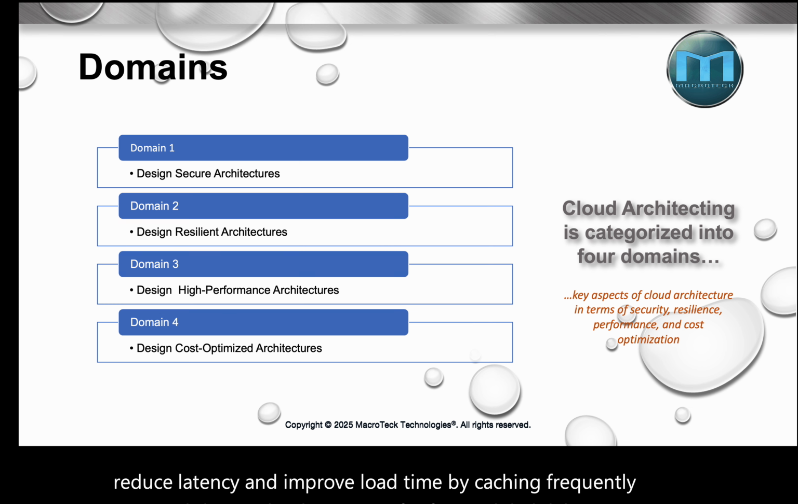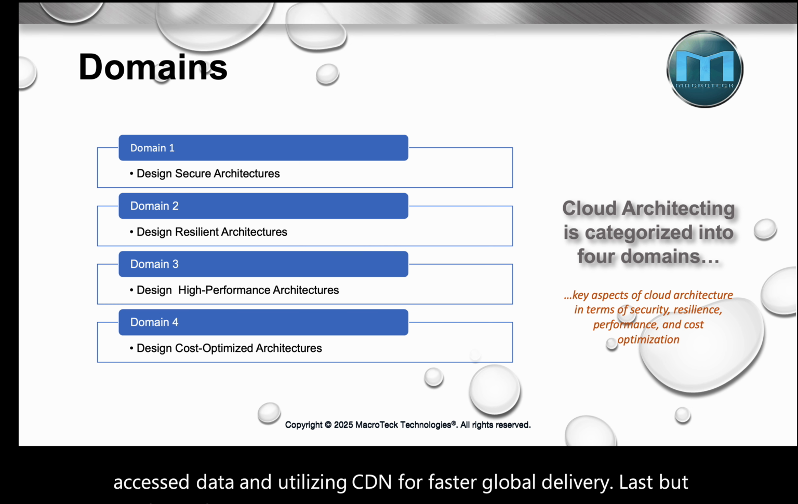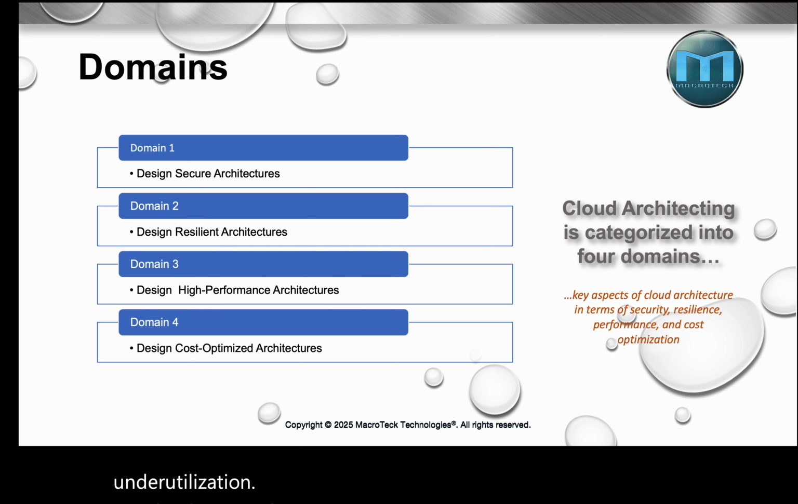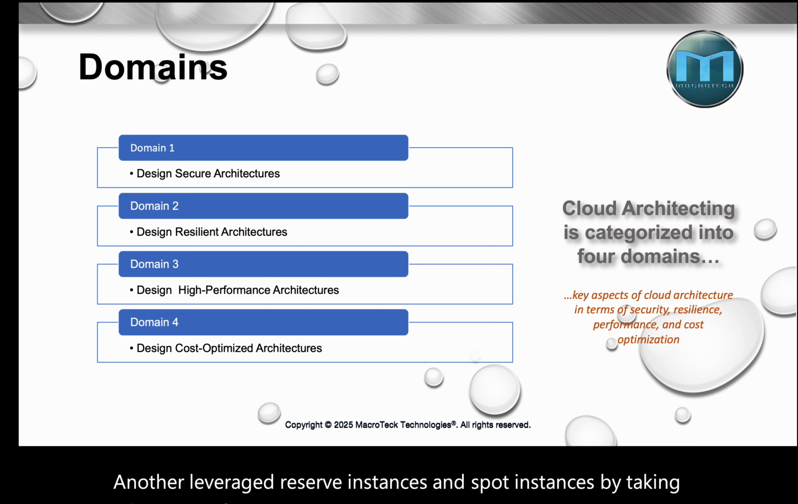Last but not least, Domain 4, design cost optimized architecture. Many projects fail because this is ignored. Monitor and right size cloud resources by continuously assessing resource utilization and scaling appropriately to avoid over provisioning or underutilization. Another, leverage reserved instances and spot instances by taking advantage of price models like reserved and spot instances to lower long term cloud service costs.